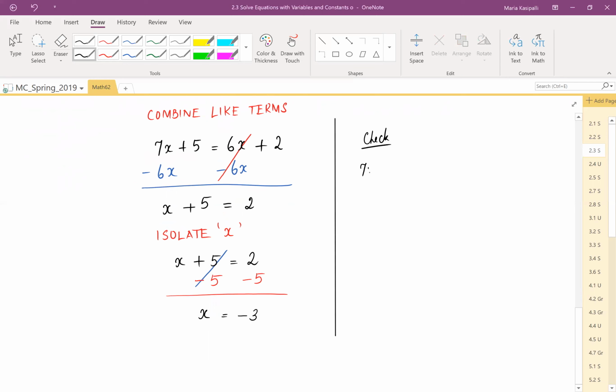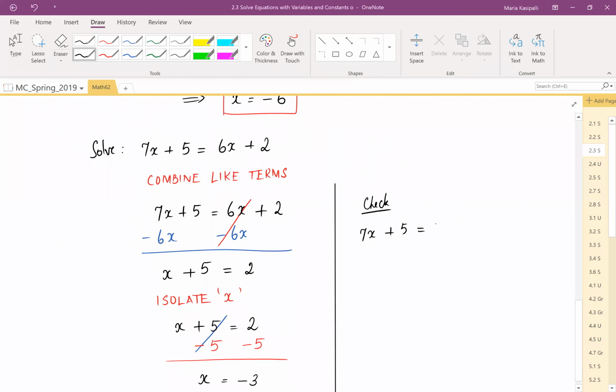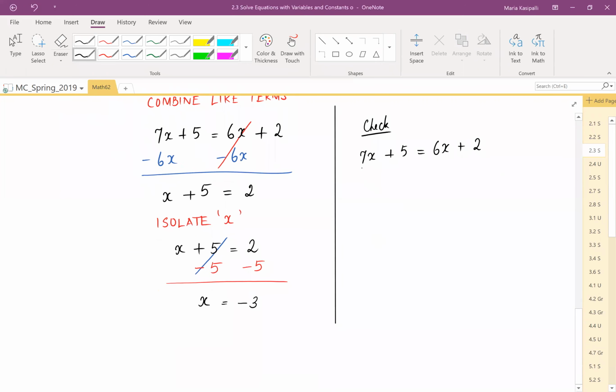So we have 7x plus 5 equals 6x plus 2. Okay, let's plug this in. So 7 and a parenthesis plus 5 equals 6 parenthesis plus 2. -3, question mark, -3. That's -21 plus 5 equals, question mark, -18 plus 2.